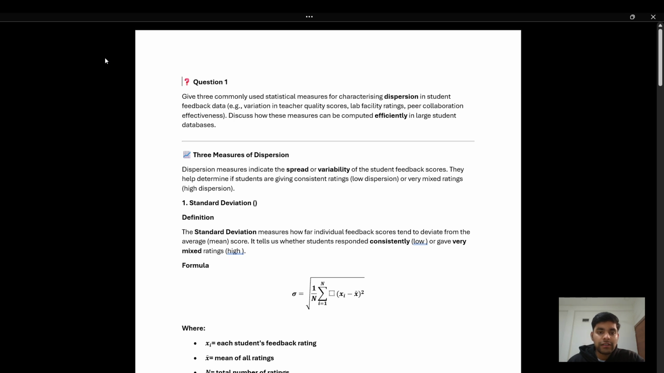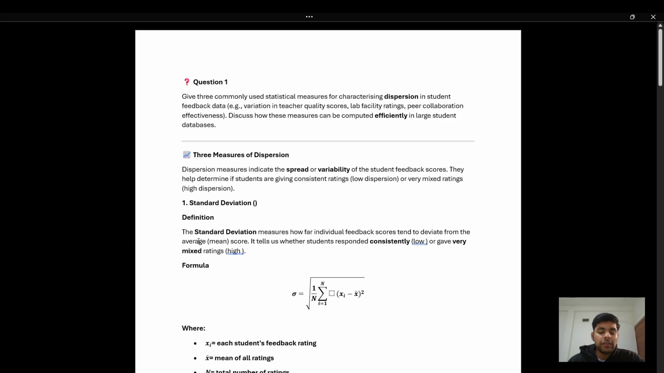So first, let's understand what dispersion is. Dispersion measures indicate the spread and the variability of student feedback scores. They help to determine if students are giving consistent ratings, which means low dispersion, or very mixed ratings, which means high dispersion. So the first method for calculating dispersion in a student feedback database is standard deviation.